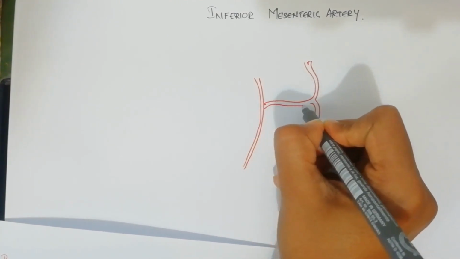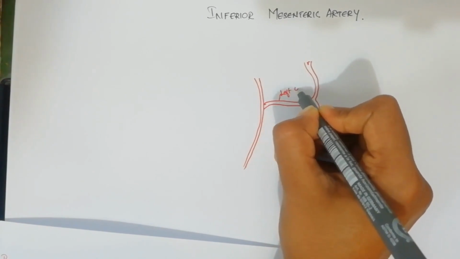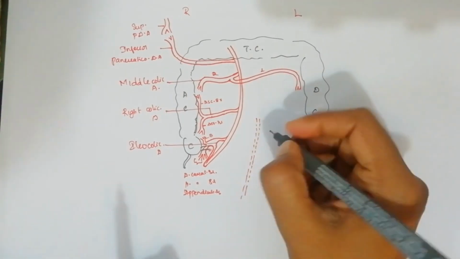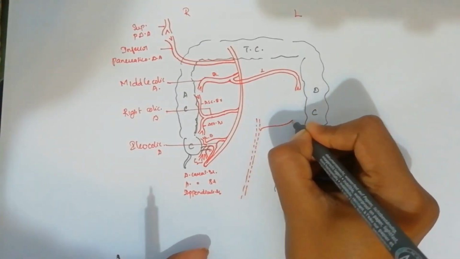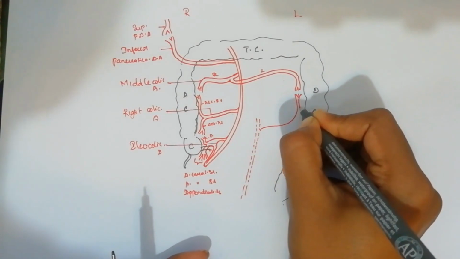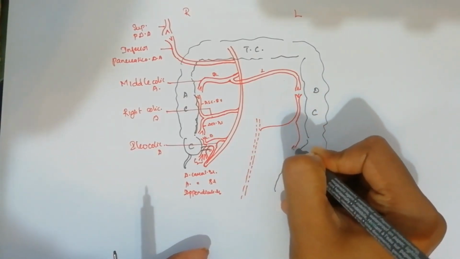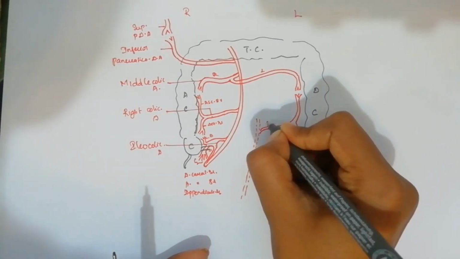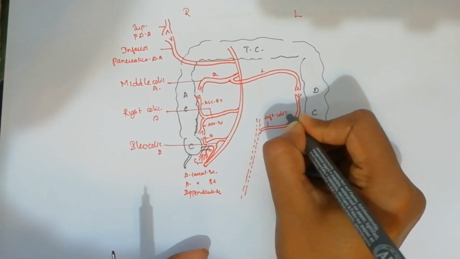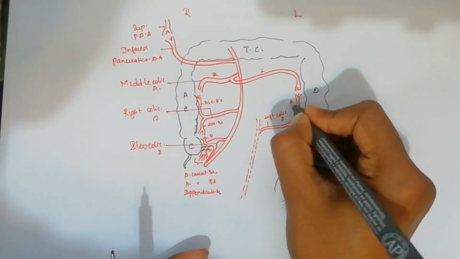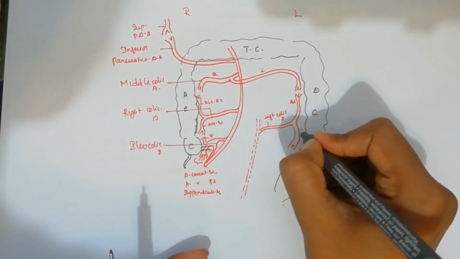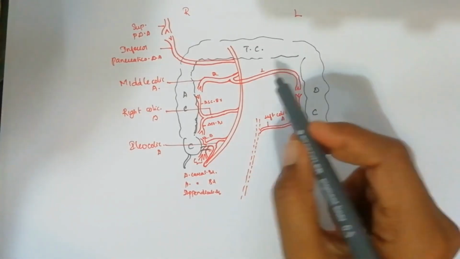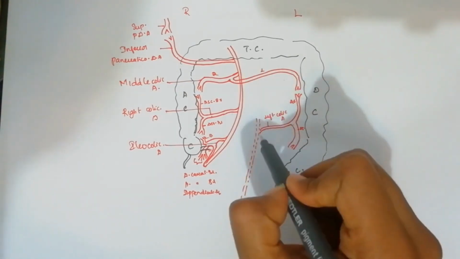So we have got left colic artery. So here also I will show you. We have got left colic artery, which is dividing into ascending and descending branches. So this is left colic artery, which is dividing into ascending and descending branch. This ascending branch is anastomosing with the left branch of middle colic artery.